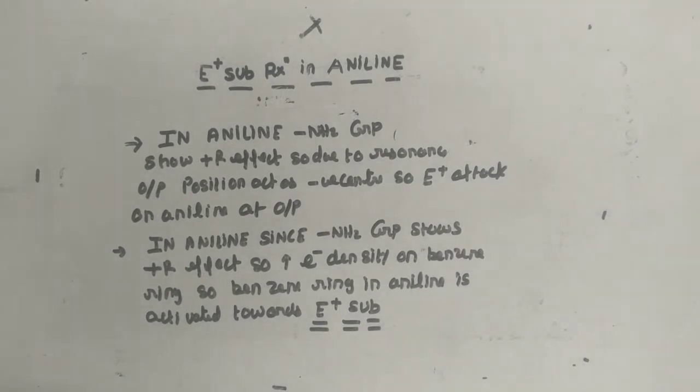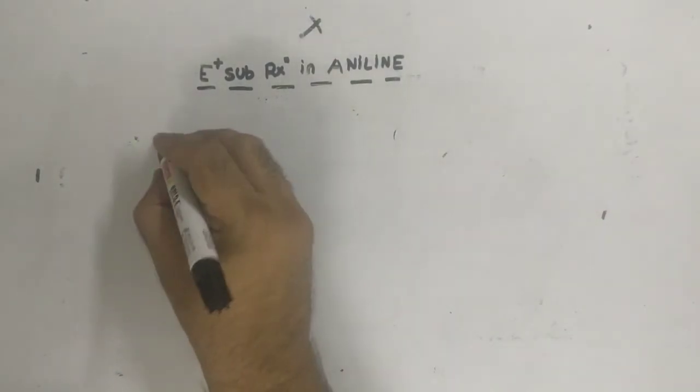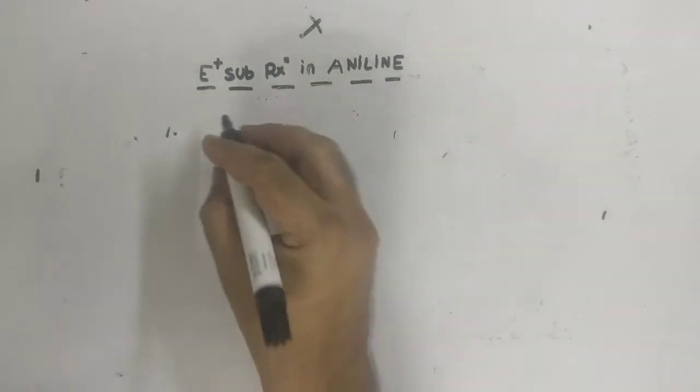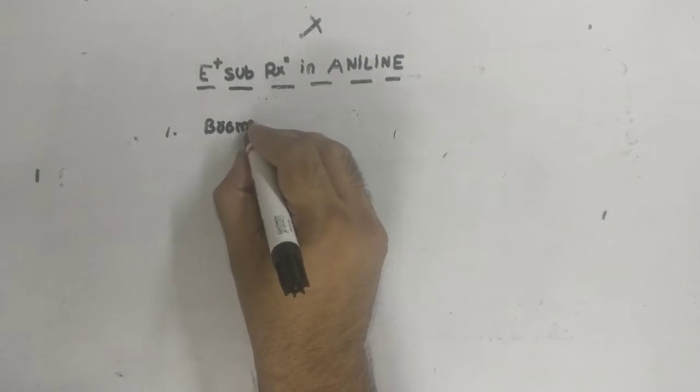Now let us see the examples of electrophilic substitution reaction. Let us start with halogenation, then we do nitration, then sulfonation, and then we'll try to do Friedel-Crafts reaction, but you will find that in aniline Friedel-Crafts reaction doesn't happen. We'll investigate why. So the first electrophilic substitution reaction we are doing is bromination.